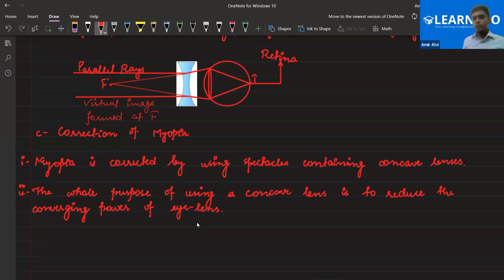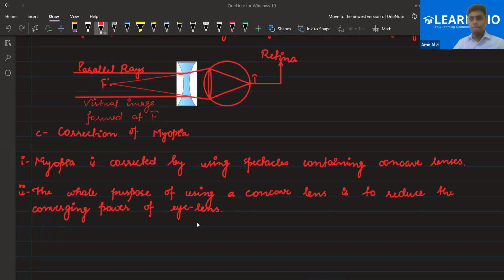Okay, converging power of eye lens. Is this clear, Shazil? Yes, sir. Chalo, that's great. So what will be the power of the concave lens, Shazil? Could you please tell me? What should be the power of a concave lens?